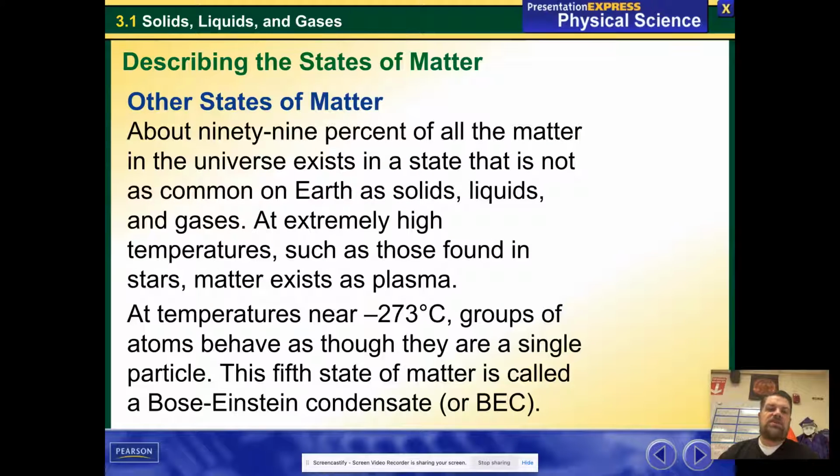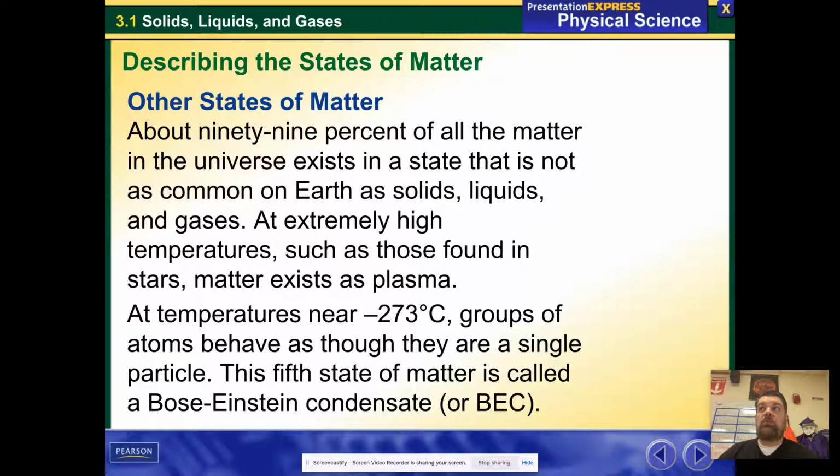So there's other states of matter. About 99% of all matter in the universe exists in a state that is not as common on Earth as solids, liquids, and gases. At extremely high temperatures, such as those found in stars, matter exists as plasma. At temperatures near minus 273 degrees, groups of atoms behave as though they are a single particle. This is a fifth state known as the Bose-Einstein condensate.